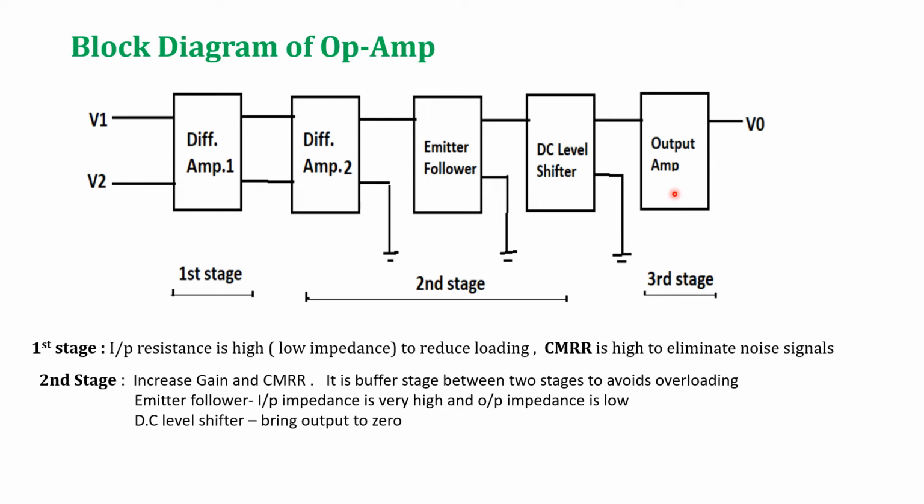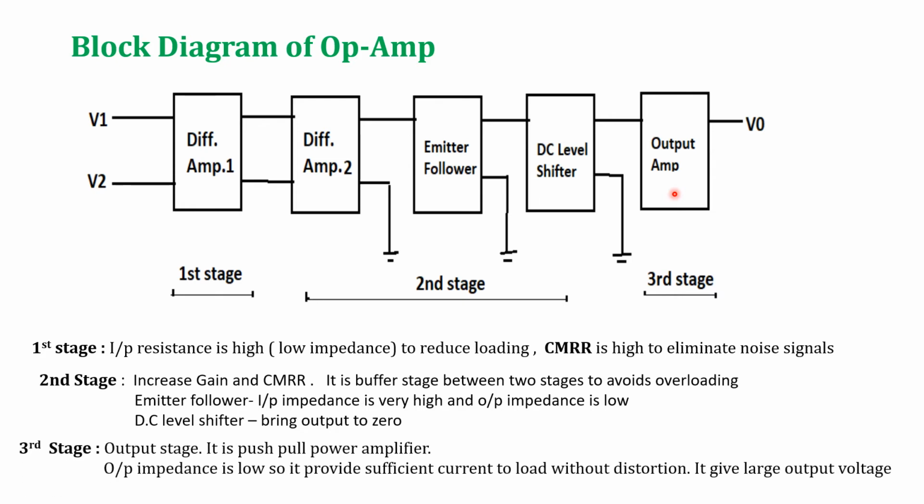The third stage is known as the output stage. It is also known as the push-pull power amplifier. Since the output impedance of the third stage is low, it provides sufficient current to the load without any distortion, and therefore it gives a large output voltage.